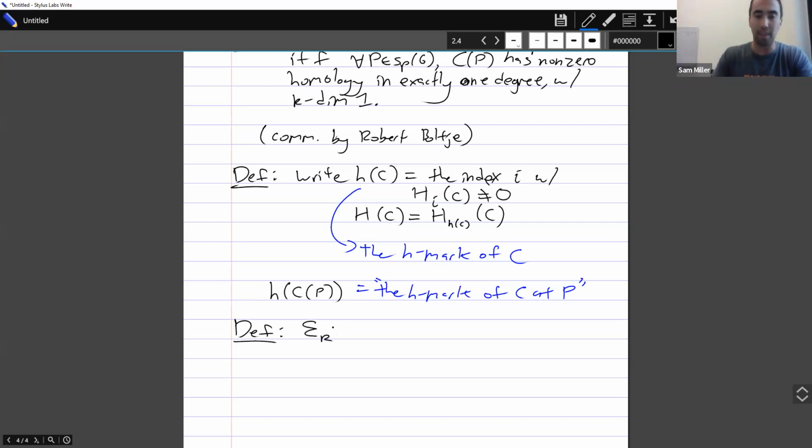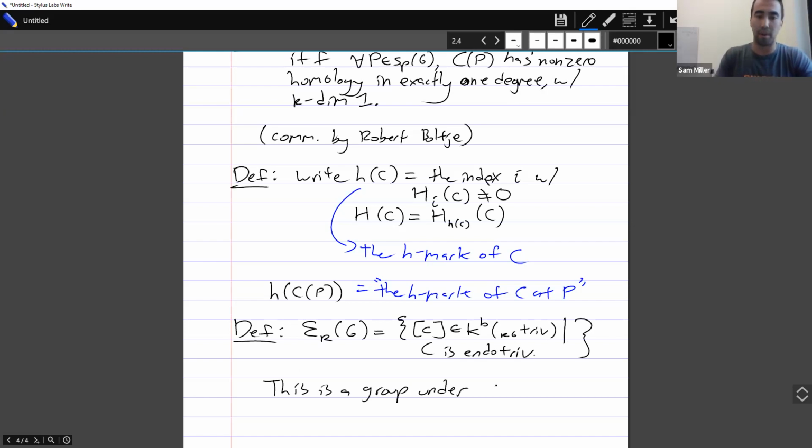So we'll write curly E_KG, similar to what we do with endotrivial modules. This is the group of endotrivial complexes up to isomorphism in the bounded homotopy category of KG-triv, such that C is endotrivial. And just note that this is a group under the multiplication induced by the tensor product.